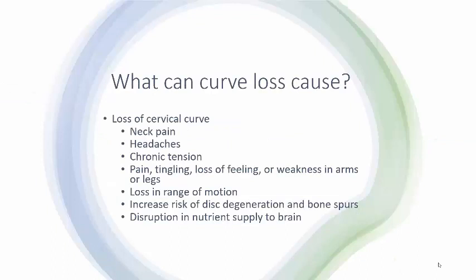So here are just a few of the symptoms that can be associated with loss of our cervical curve. It can cause neck pain, headaches, chronic neck tension, pain, tingling, or weakness in our arms or legs, and loss of range of motion. It can also increase the risk of degeneration, arthritis and bone spurs, so essentially arthritis in our spine. Also, a decrease in the cervical curve has been related to a disruption of the essential nutrients and oxygen supplies to the brain, which can lead to hypertension, confusion, lethargy, pain, dizziness, nausea, and possible insomnia. So it can cause a multitude of health issues.